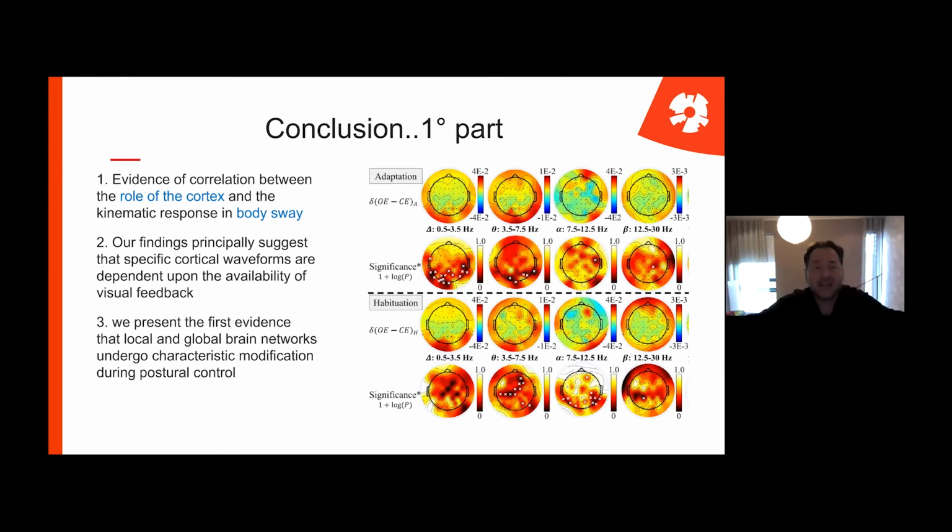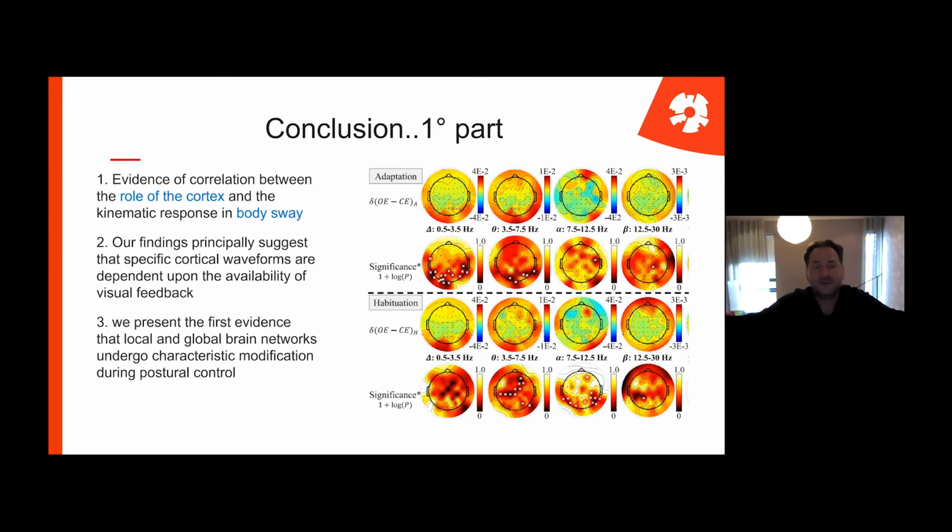And our findings are also telling us that the visual feedback is something that we can quantify in the signal. So with or without open eyes, the waveforms are completely different. Of course, it's expected, but in this experiment, we could demonstrate the quantities behind the visual feedback.